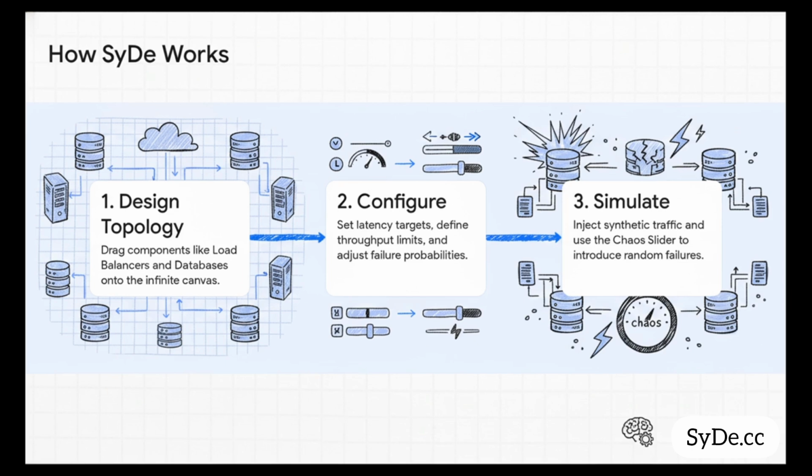Next, you configure the constraints. This is where you set the rules of your world, like latency targets and throughput limits. And finally, the fun part. You simulate traffic and chaos. You can throw a flood of requests at it and introduce random failures, like a cache server just going offline, to see exactly how your design holds up when things get rough.